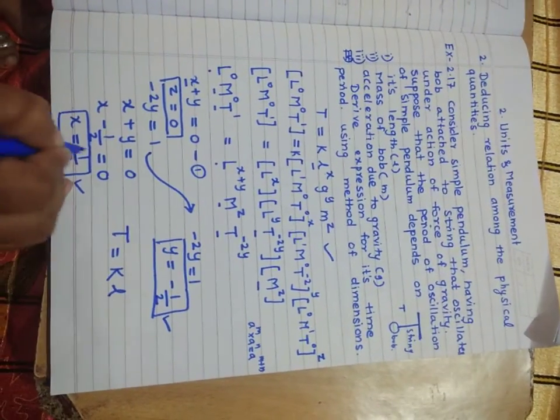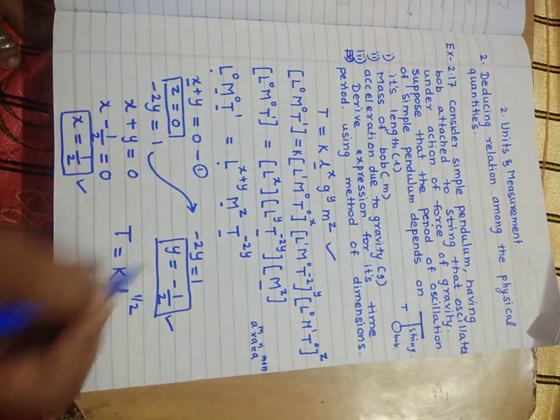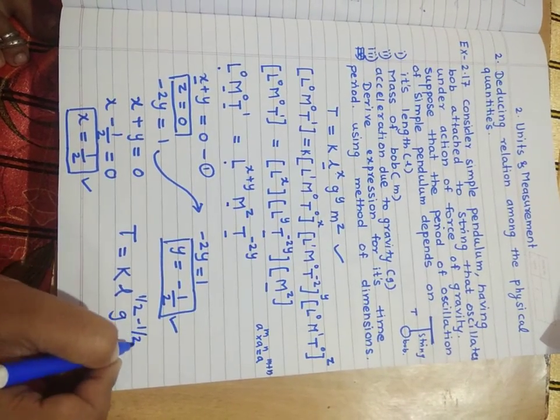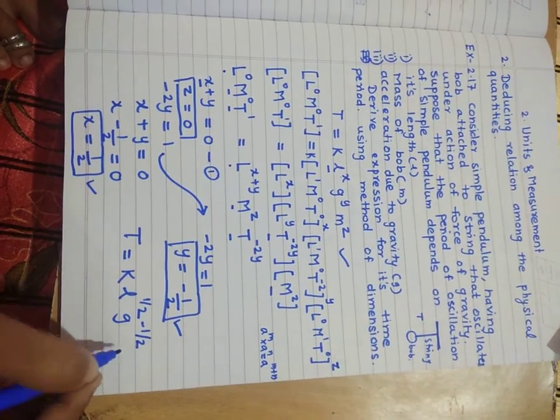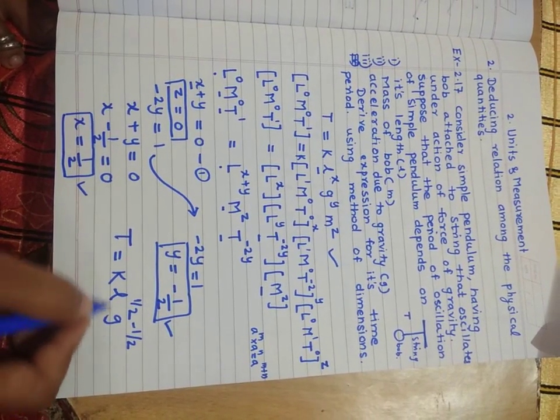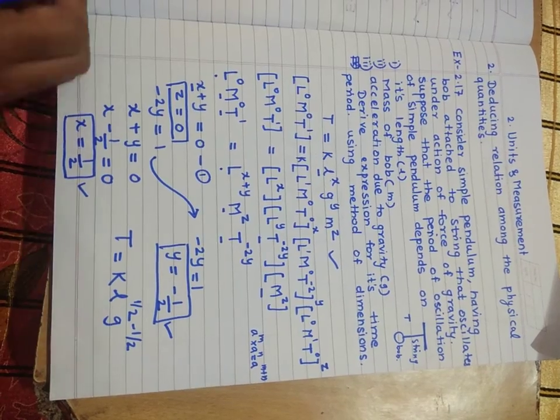L raised to, what is X? Half. G raised to minus half. And M raised to 0. 0 means what? M raised to 0 is what? 1. So we will not write it. Okay. So we have got this relation.